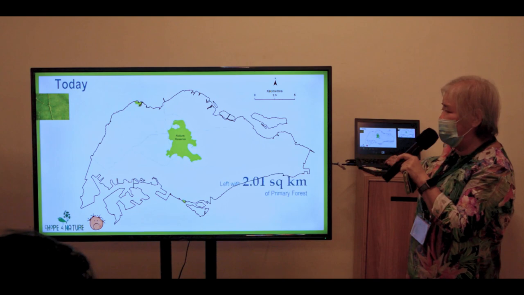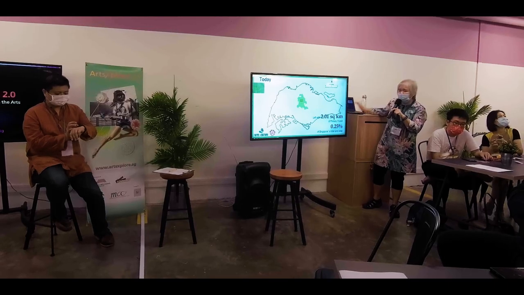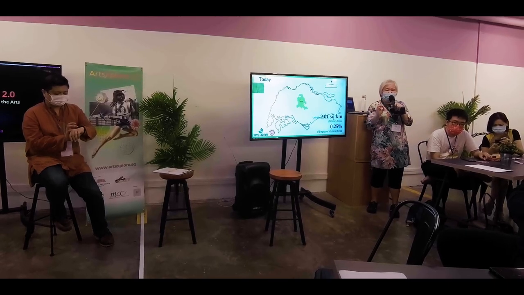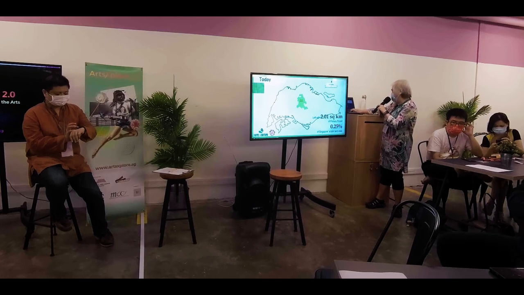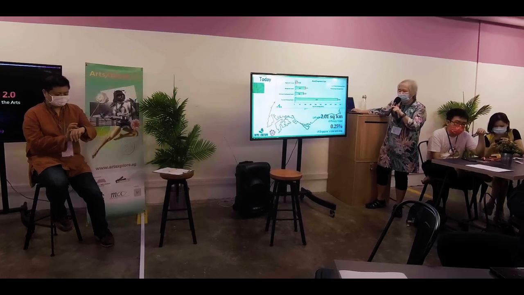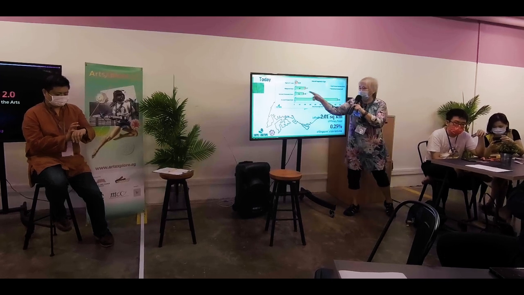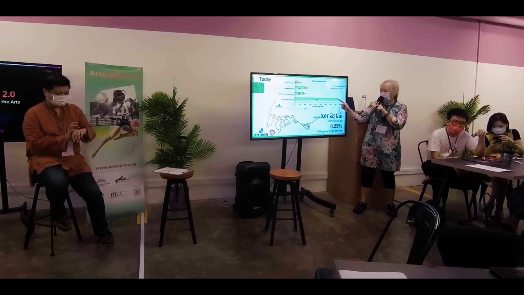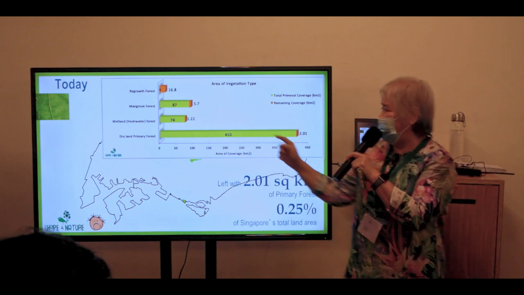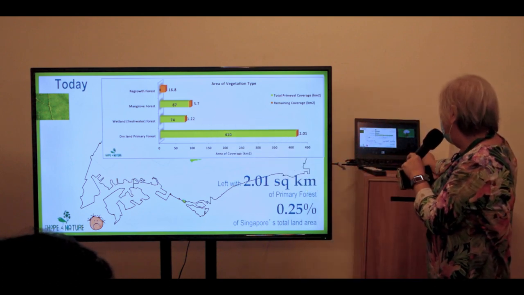So this is the nature reserve. A friend of mine called it the green heart in the red dot, because it's right in the center. That's why it's called the central catchment area. And these are all the habitats that we have lost. What we have left is all the yellow at the side, because we're left with 25%, right?